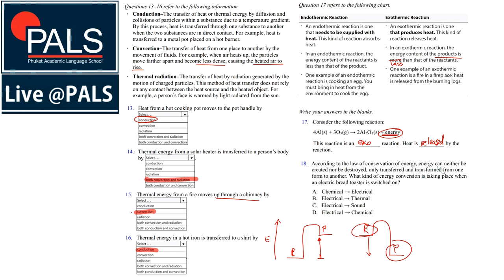According to the law of conservation of energy, energy can neither be created nor destroyed, only transferred and transformed from one form to another. What kind of energy conversion is taking place when an electric bread toaster is switched on? So the toaster is using electrical energy, electricity, and it produces heat to toast the bread. So therefore, B is the correct answer here.